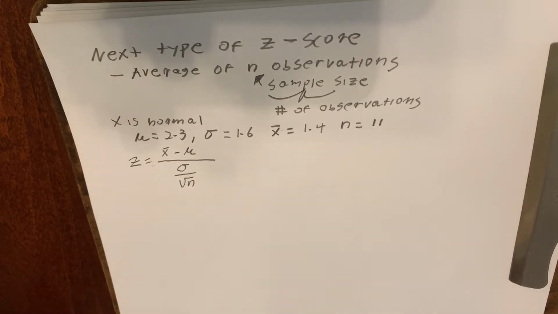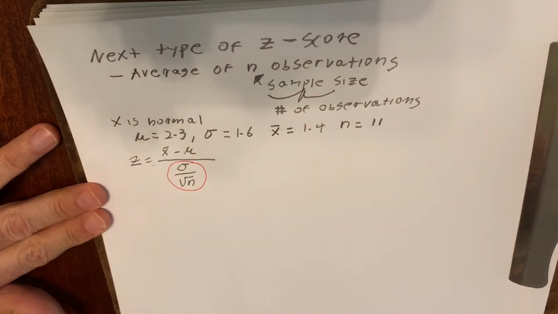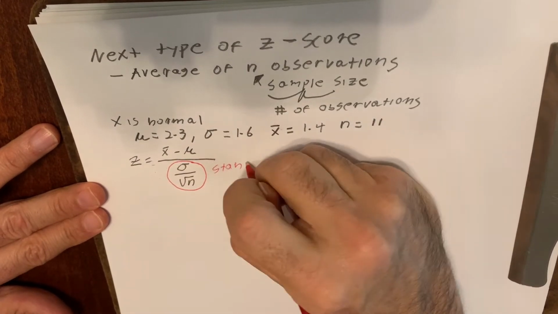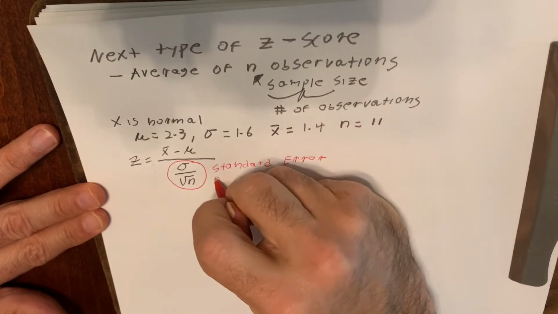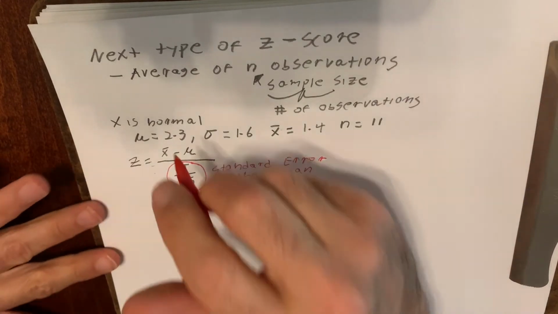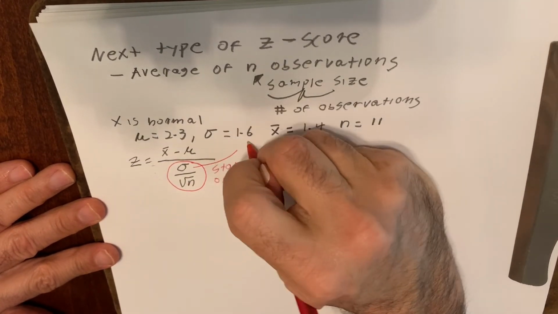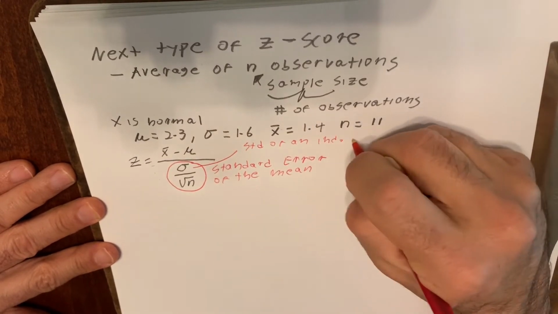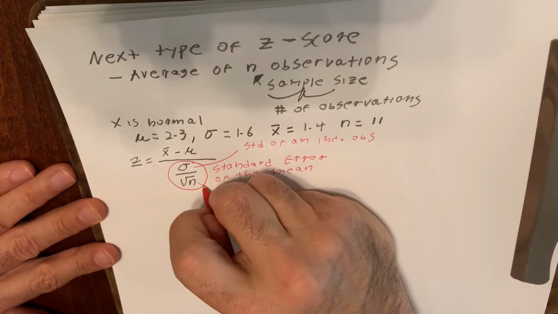Now that looks complicated, but it's not that complicated. So this whole thing, this whole denominator, is called the standard error of the mean. Now, just to let you know, again, this is the standard deviation of an individual observation. And this is the sample size. N is the sample size.